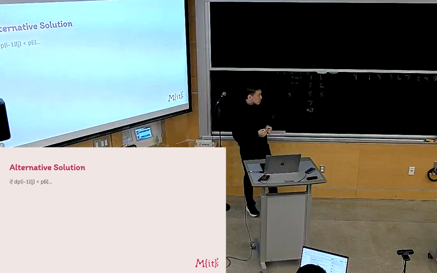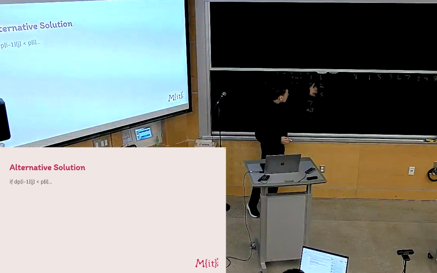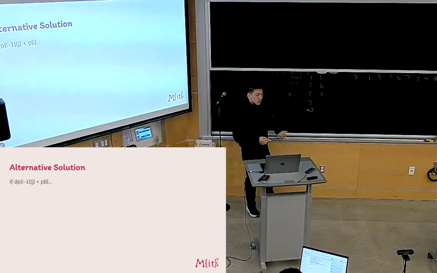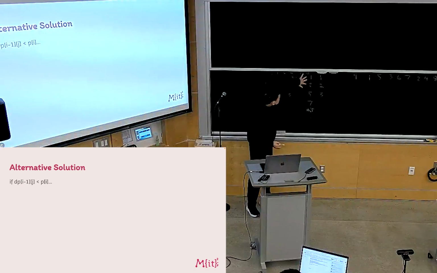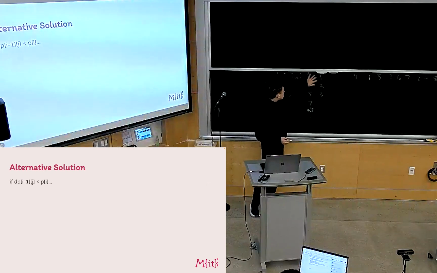Wait, so you have a 2D DP array? Yes. So the right column is what we want to find, and the left column is what we have already. Wait, so this is like a 1D array. How does this relate to the 2D DP? Because this is dp of i when i is here, and then this is dp of i when i is here.